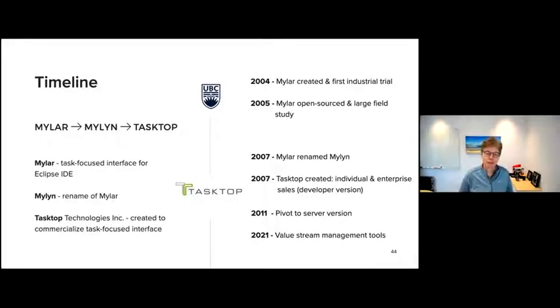It was deployed as part of the default downloads for the Java parts of Eclipse, which gave it a lot of visibility, which meant we had to talk to a lot of trademark lawyers in New York, because the Eclipse Foundation was worried about our use of the name Mylar. And so we ended up having to rename the tool to Mylyn. So Mylyn became the rename of Mylar.